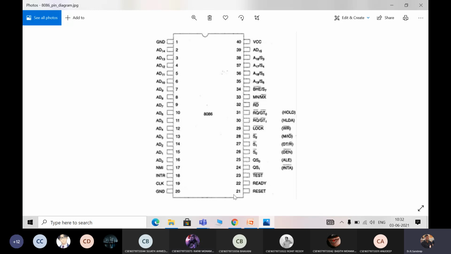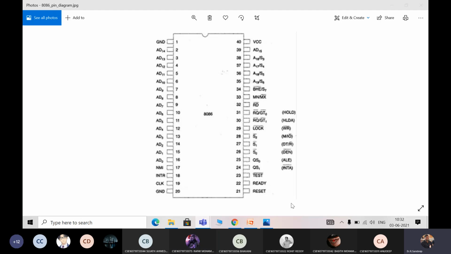On pin number 31, what is the HOLD? I'll explain all of these things: HOLD, acknowledgement, write, memory by IO. I will tell all of these in detail. I'll explain all of these pins, so no need to worry. I'll give the description of all 40 pins.